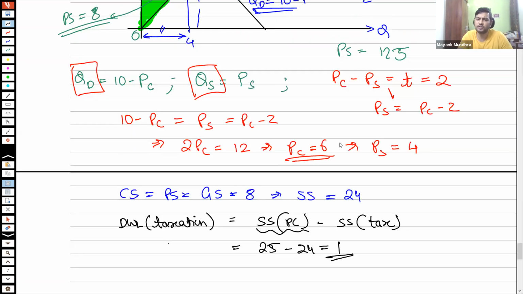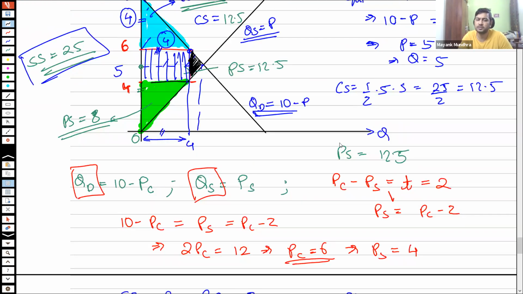By the way, what are the units of deadweight loss? What are the units of all these things? Producer surplus, consumer surplus. What are the units? क्या है यूनिट्स, क्या है, किलो है, लीटर है, क्या है यूनिट्स, क्या है?